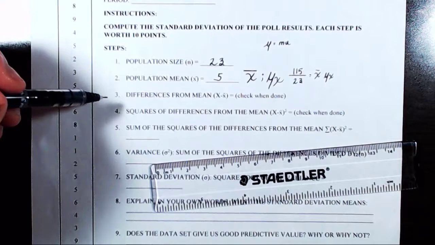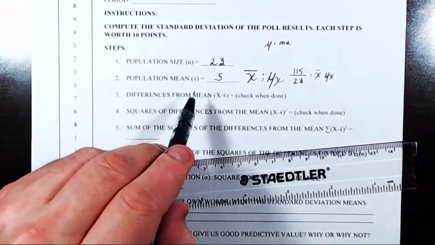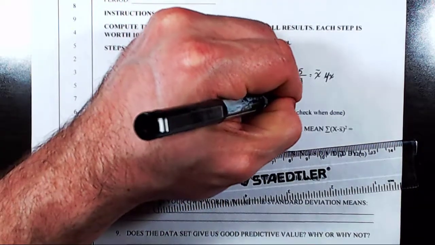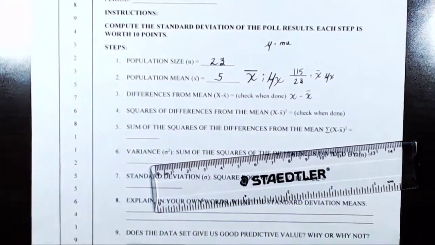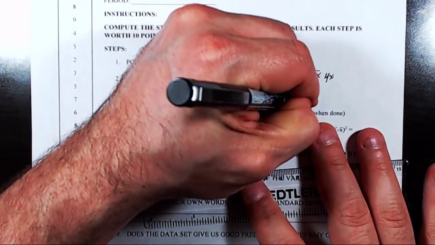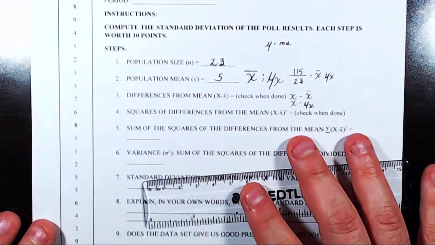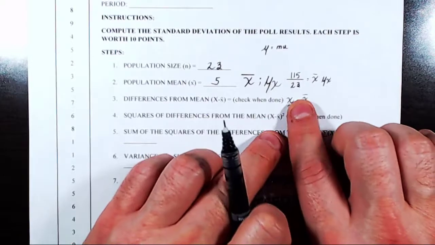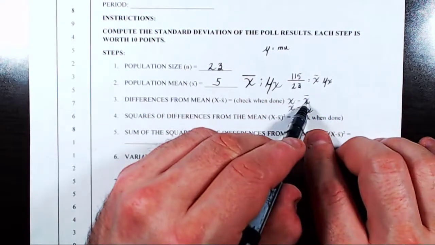Number 3, what is it asking us to do? It says let's compute the differences from the mean. It says there x minus x bar. Now remember, I could also write that x minus mu x. Same thing. X minus x bar, x minus mu x. I'm really saying take x and subtract out the population mean.